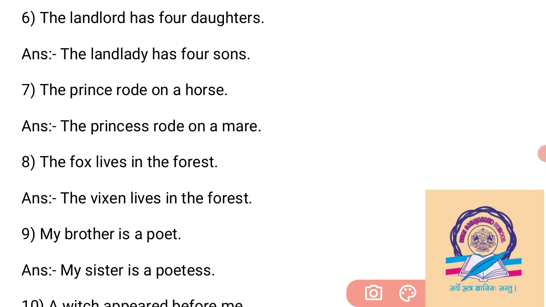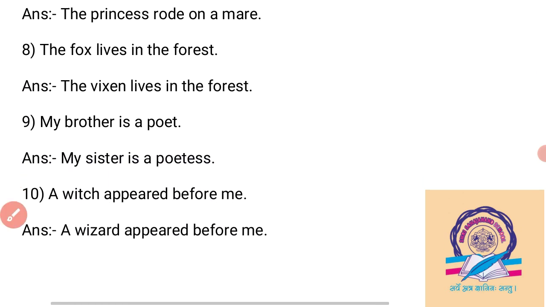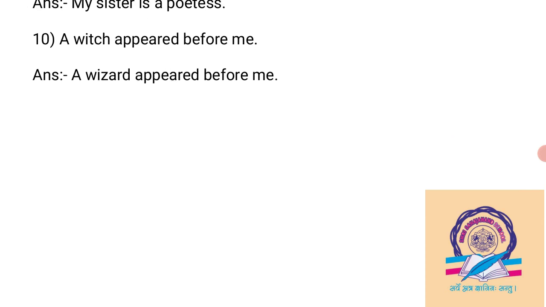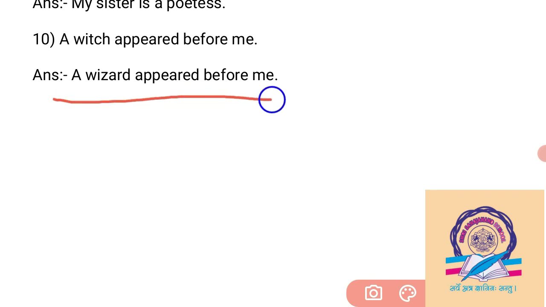Our next sentence is my brother is a poet. So brother changes into sister. Then poet changes into poetess here. So our answer is my sister is a poetess. Then the 10th example is given here, like a witch appeared before me. So we change it into wizard. The rest of the things we have to write as they are. So our answer is the wizard appeared before me.